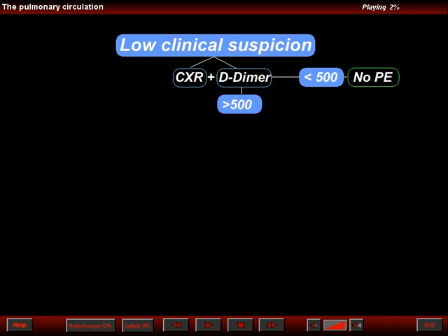Low clinical suspicion. We always have a chest radiographic examination, and the D-dimer is to be considered. When it is less than 500, there is no pulmonary embolism. When it is more than 500, then the algorithm depends on the results of the chest roentgenogram. First, the D-dimer. The ELISA technique is recommended over the latex agglutination test.